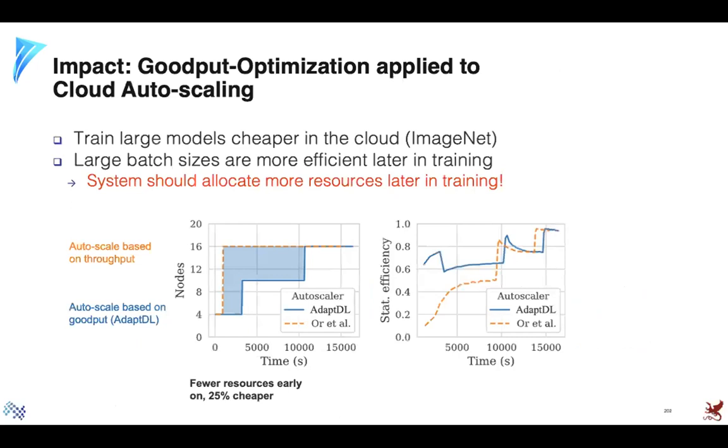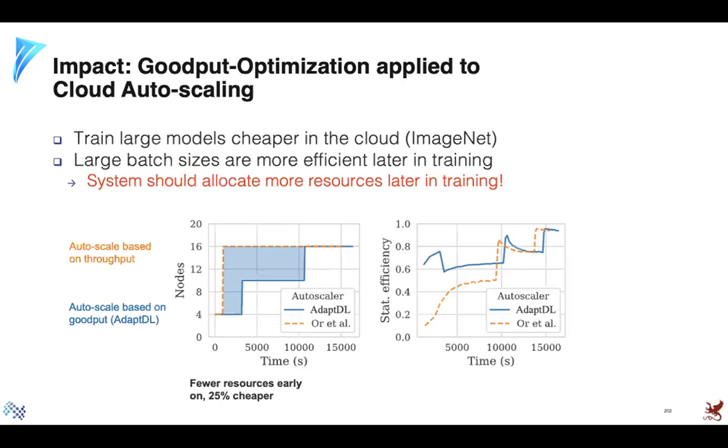And furthermore, we can apply goodput to optimizations to do with cloud autoscaling. So for example, because statistical efficiency is typically lower near the beginning of training and higher later on, what we actually want to do is to start out training with a smaller batch size and gradually increase the batch size throughout training. But also because larger batch sizes are easier to parallelize in terms of system throughput, this also means that in the cloud, we might want to use more resources later on in training rather than in the beginning.